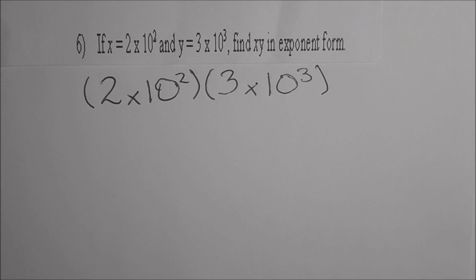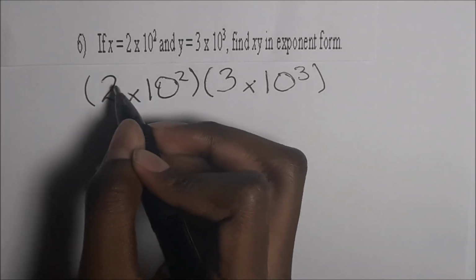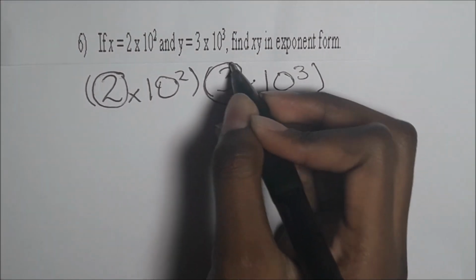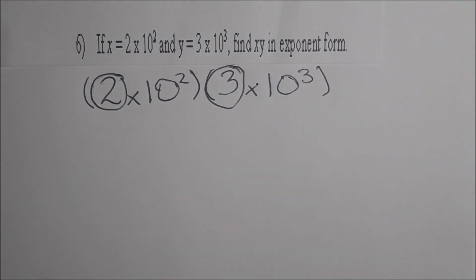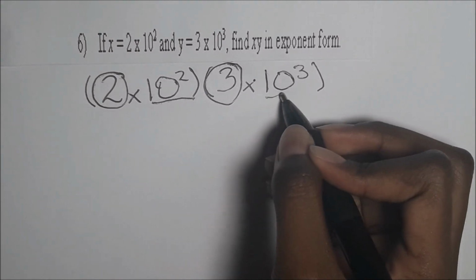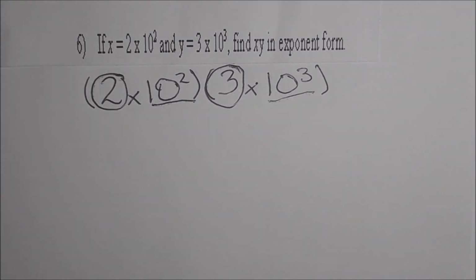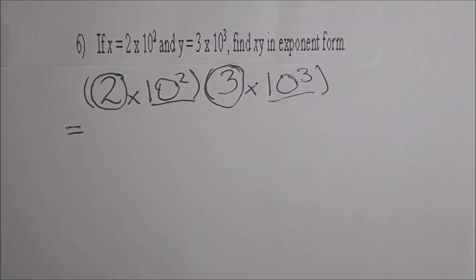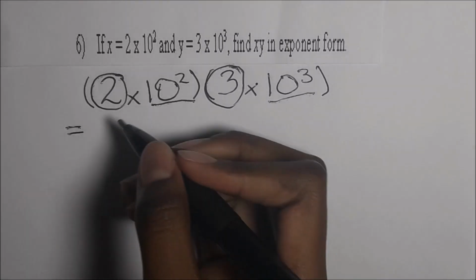Now, next, you will multiply what? Circle the numbers, just circle the numbers. 2, and then the next number, 3. Underline the exponents, the numbers with the exponent: 10 squared and 10 cubed. Okay, so put equal under that. And you multiply your numbers first. What do you get? 2 times 3 is 6.